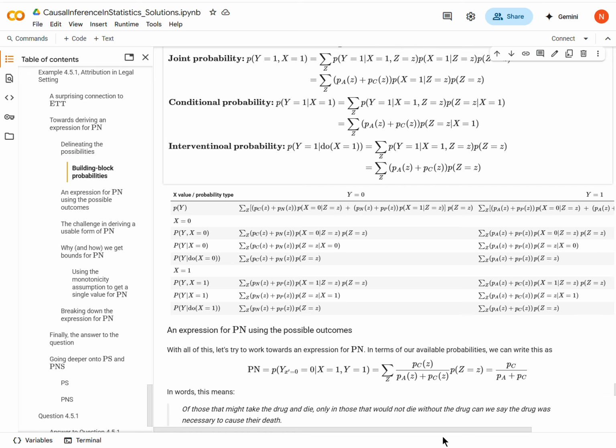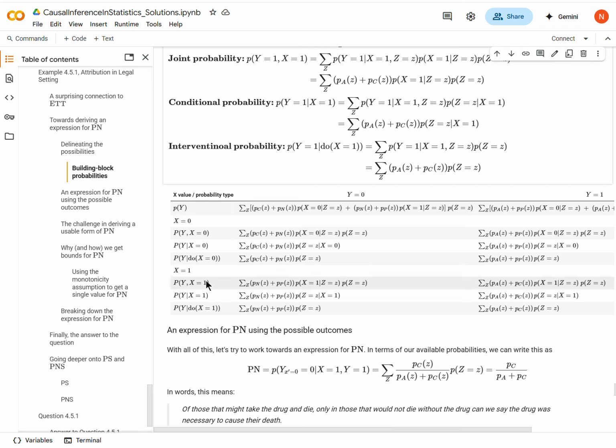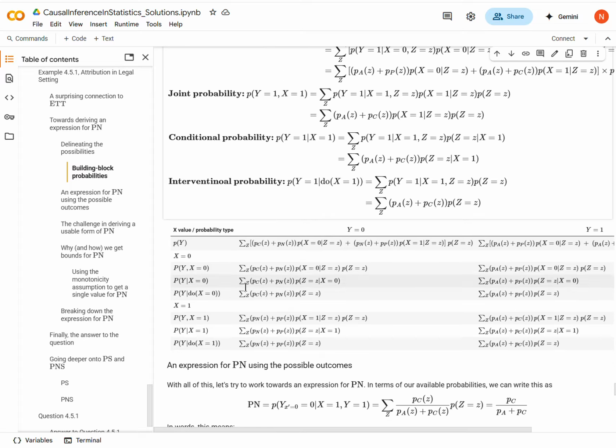And then I've gone through and made a table here of all of the different types of probabilities. We have the probability of y, of just death, which would be the complete marginal probability for y. Then when x equals 0, I have the probability of y given x equals 0, the conditional probability, and then the interventional probability, and the same for x equals 1. I have the different outcomes in the two columns here: y equals 0, so there is no death, over here, and y equals 1, there is death, over here.